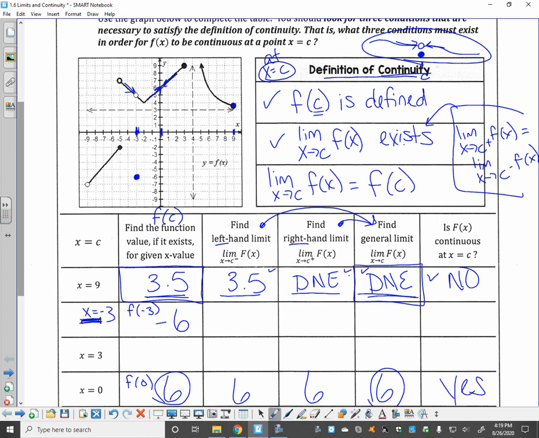Left-hand limit, 1, 2, 3, 4, 5. Right-hand limit, 5. Remember, the limit has nothing to do with where it is, it has to do with where it's headed. Well, if the left-hand limit and the right-hand limit are the same, then the overall limit exists. So the limit exists, and the function is defined. However, those two things are not equal. So are we continuous? No.